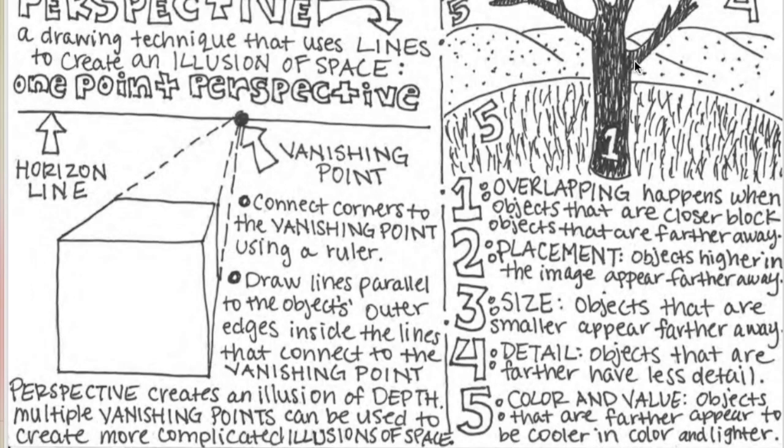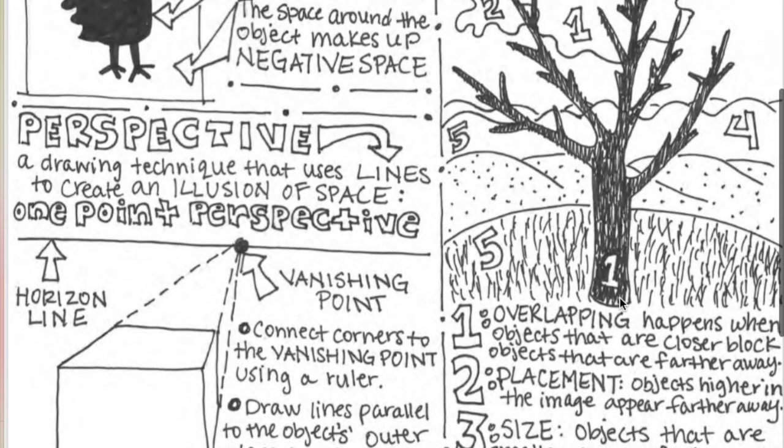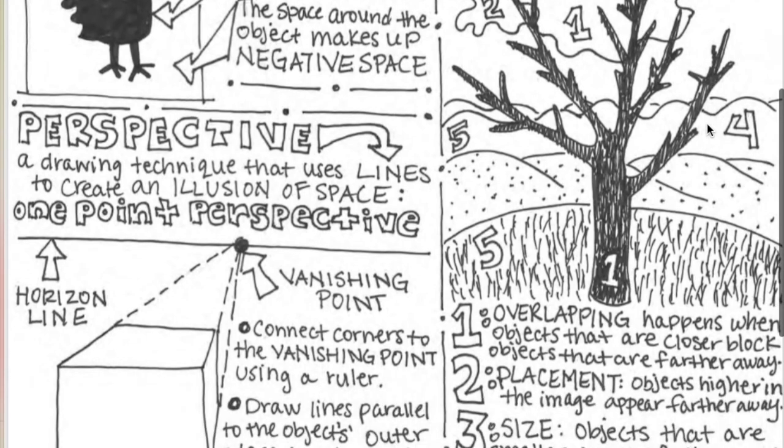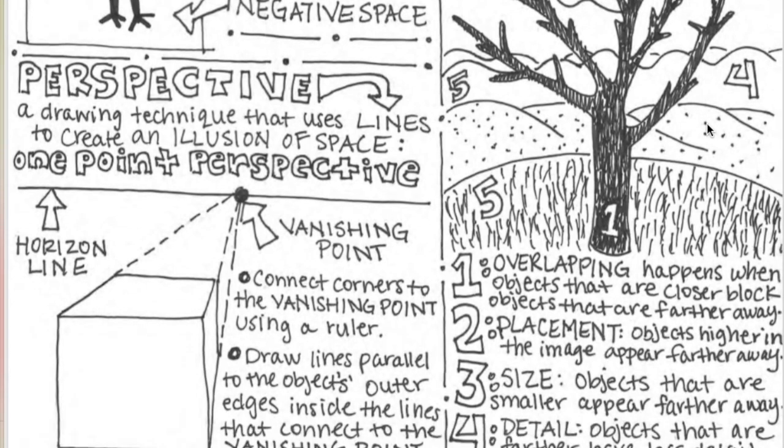Let's go back up to this section here. Over here, it says artists often try to create an illusion of space. And there's 5 main ways we can do that. We're looking at this image, and then scrolling down here, here's our 5 ways. Our first way is overlapping. Overlapping happens when objects that are closer block objects that are farther away.